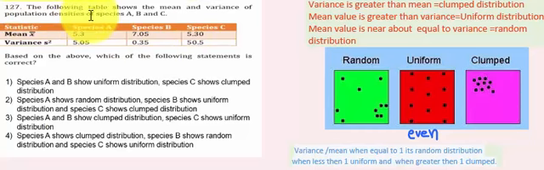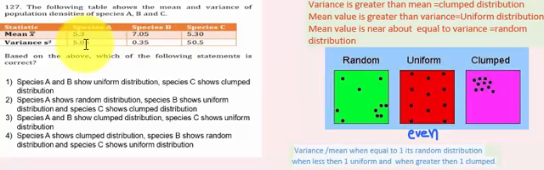Question from CSIR NET Part C. The question is, the following table shows the mean and variance of population densities of species A, B and C. So this is the mean and variance for species A, and this is species B, and this is for species C. The question is, based on the above, which of the following statements is correct? I'm not going into detail about the biostatistics, but I'm just giving you two tricks to solve this kind of problem in less time.